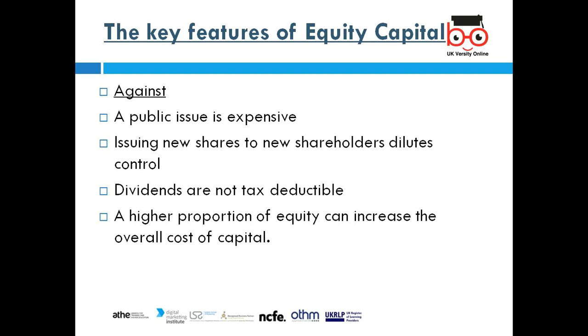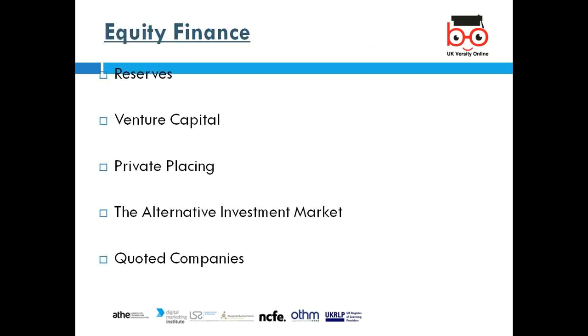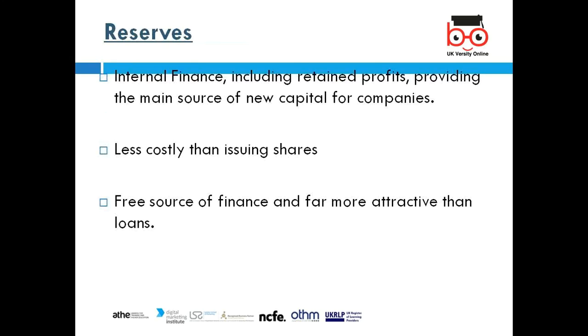A higher proportion of equity can increase the overall cost of capital, so we need to look around those. Equity finance includes venture capital. Venture capital means two or three companies come together, and there are many venture capital companies in the UK, so they can fund various projects. Private placing can be an alternative investment market. We can look around other quoted companies. All these we need to look at closely, and measure the risk and reward of each source of finance as well.